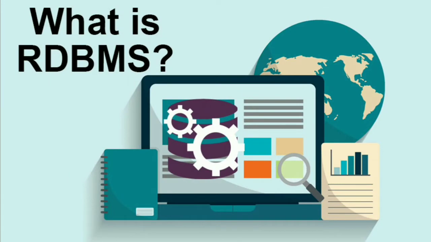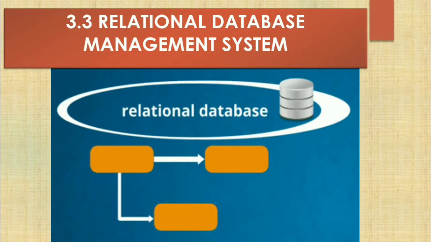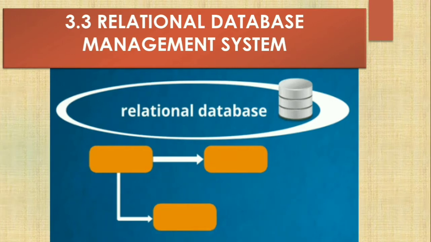What is RDBMS? RDBMS is Relational Database Management System. It is based on the relational data model. We create tables, and all the tables will be organized in the relational model. That is, every single table will have a relationship with another table. That is what the relational model is.